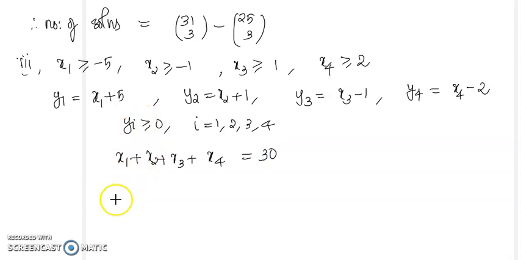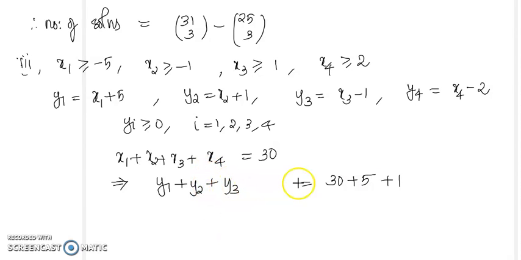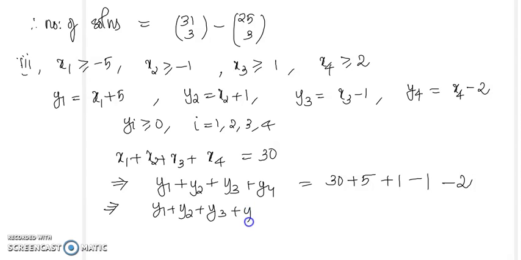So rewriting in terms of y1, y2, y3, y4: for y1, we add 5 on both sides of 30. For y2, that is x2 plus 1, you have to add 1. Then y3 is x3 minus 1, and y4, so minus 2. So that will be y1 plus y2 plus y3 plus y4 equal to, so you have 33.